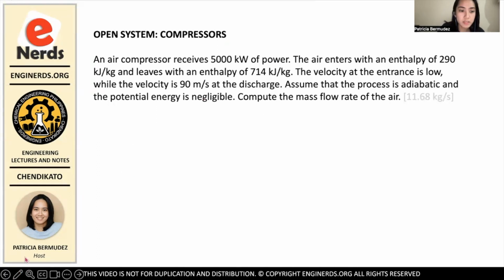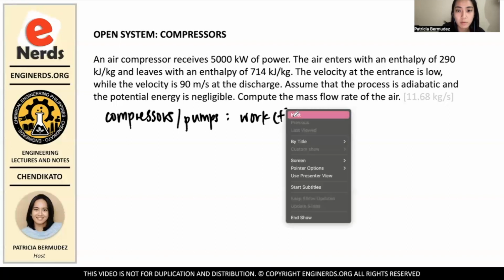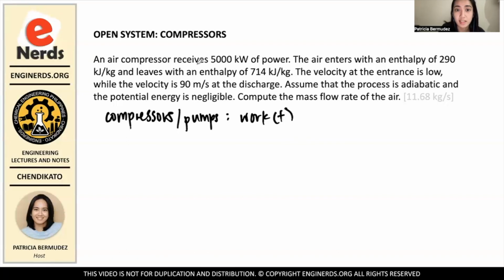So for open systems, we have two devices that produce work. So we have compressors or pumps, and they produce positive work. And from this problem, you can see that it's stated na the compressor receives 5,000 kilowatts of power, meaning natanggap niya, and therefore it is positive yung work natin. Or for this instance, it's power, meaning work per unit time.